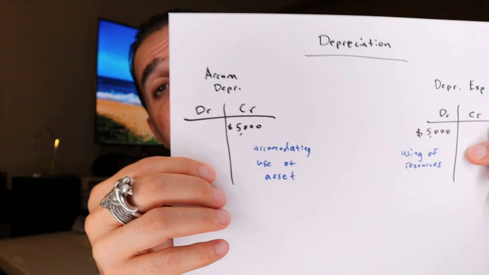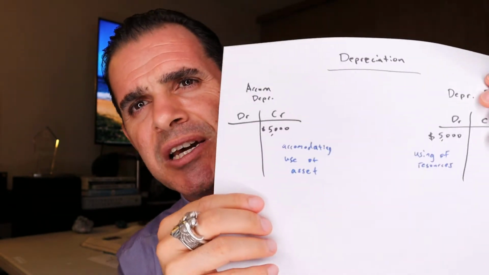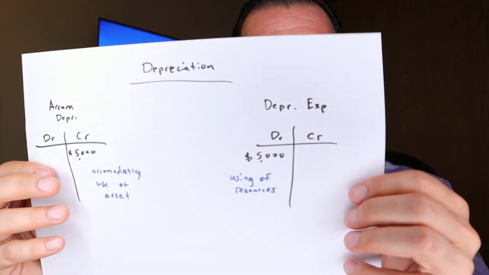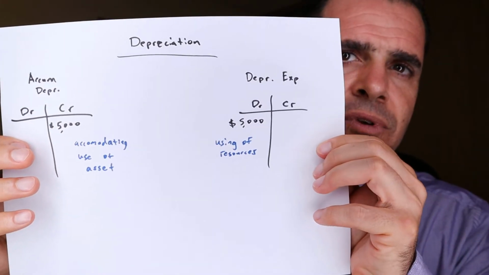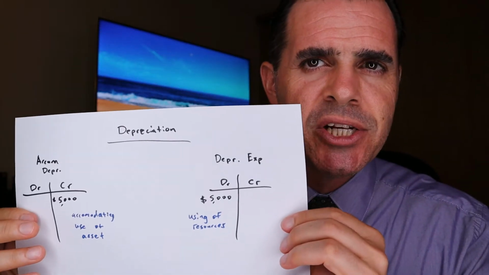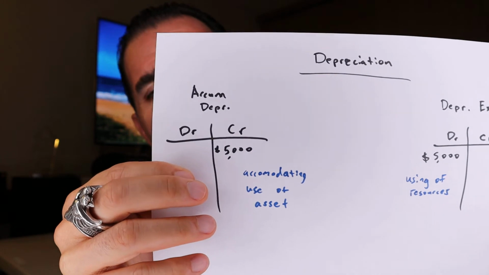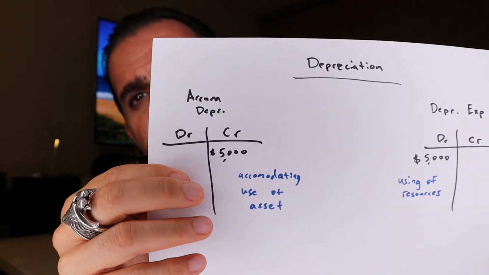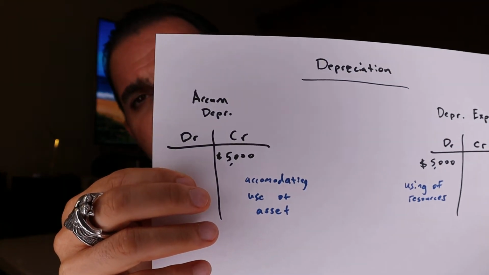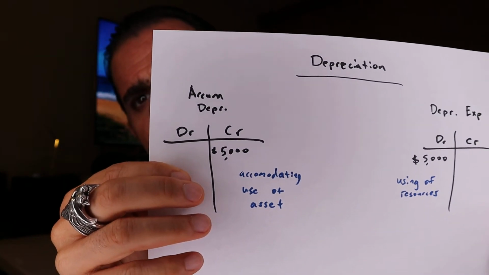And on that side, it's the accommodating. It's accommodating the use of assets, right? So again, we can see that the credits are always yin and the debits are always yang. The depreciation, we are using the resources. So we have depreciation expense. We're crediting the accommodating of the use of the asset. We're crediting accumulated depreciation, right? And that's the credit of that transaction.